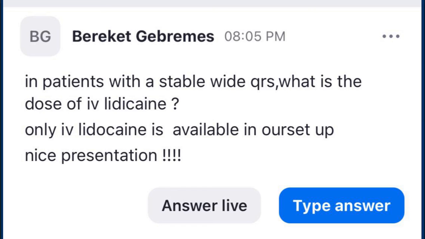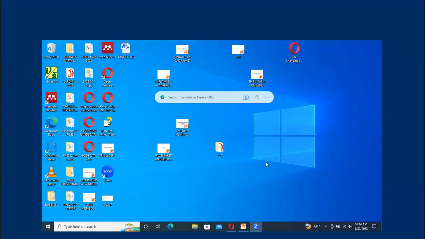So how to differentiate between orthodromic versus antidromic AVRT? As I said, orthodromic uses the fast pathway or the AV node for antegrade conduction, and thus the tachycardia is narrow complex. With antidromic conduction, the antegrade conduction is via the accessory pathway, and thus the arrhythmia maintains a delta wave and is wide complex in duration.